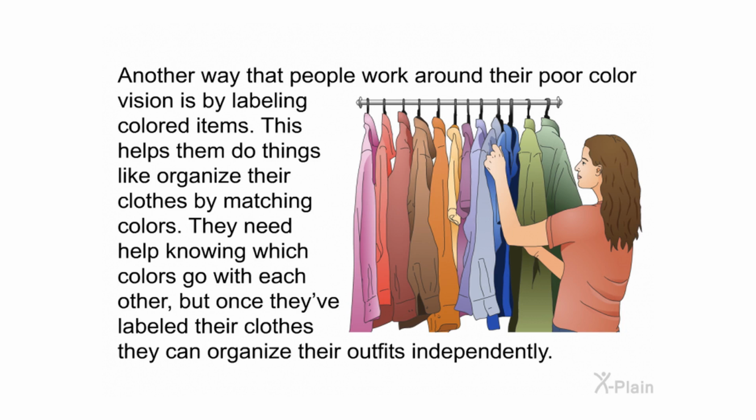Another way that people work around their poor color vision is by labeling colored items. This helps them do things like organize their clothes by matching colors. They need help knowing which colors go with each other, but once they've labeled their clothes, they can organize their outfits independently.